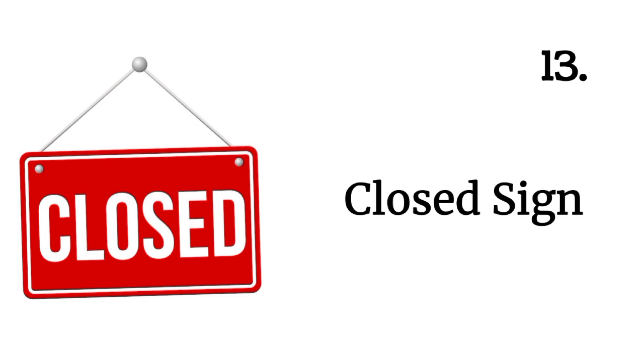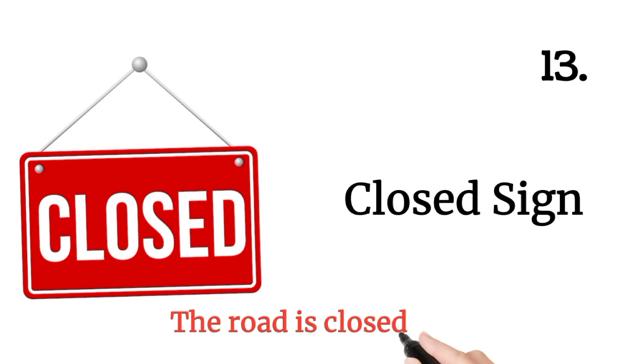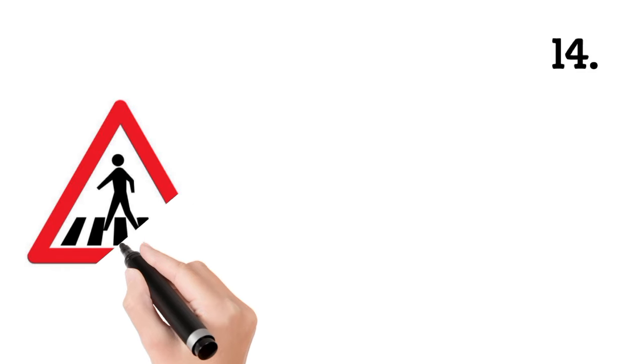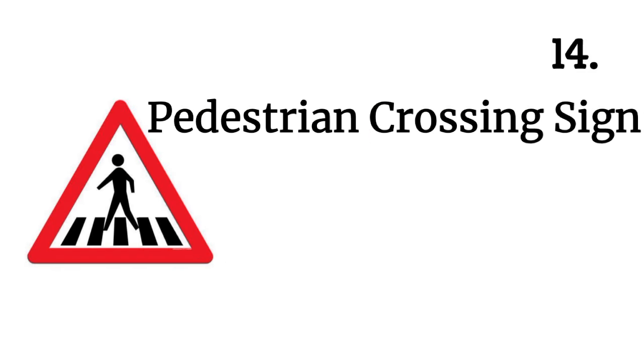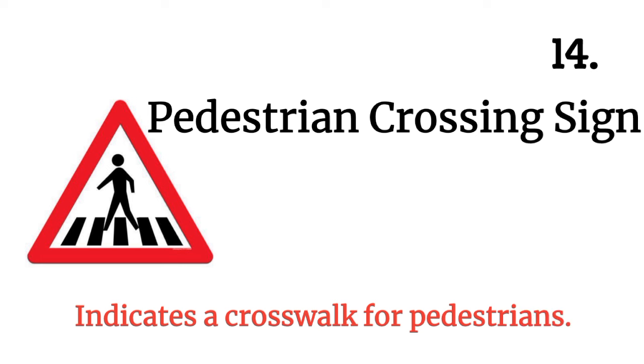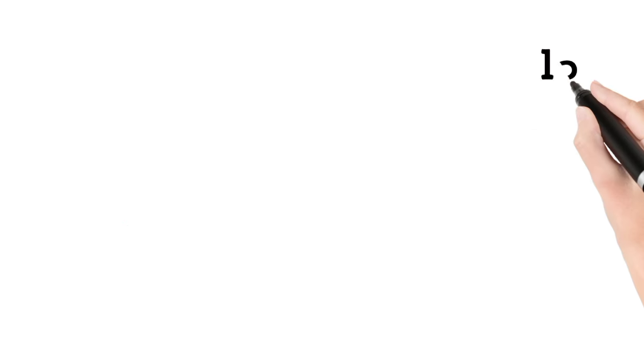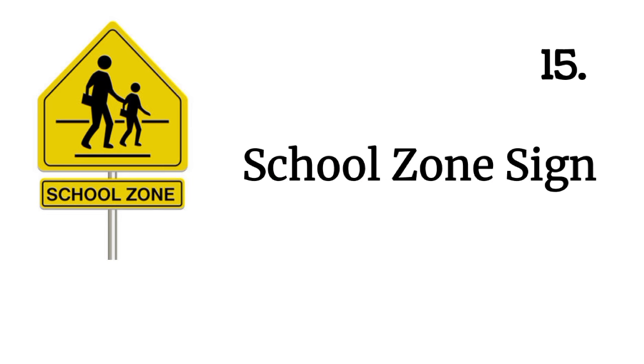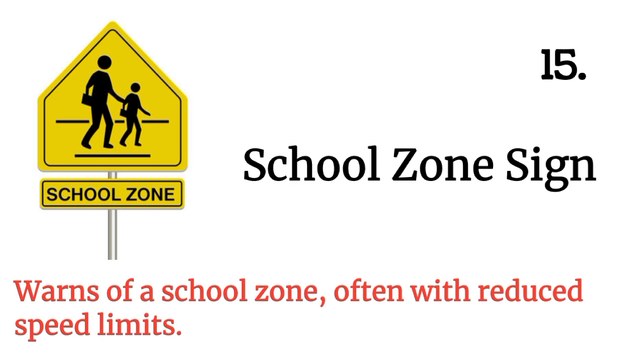Closed sign. The road is closed ahead. Pedestrian crossing sign. Indicates a crosswalk for pedestrians. School zone sign. Warns of a school zone, often with reduced speed limits.